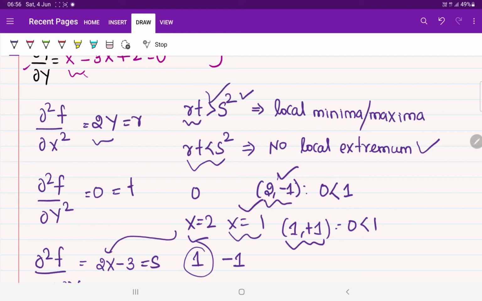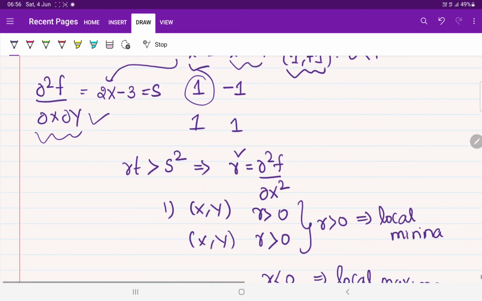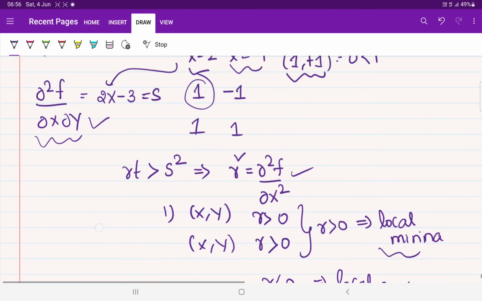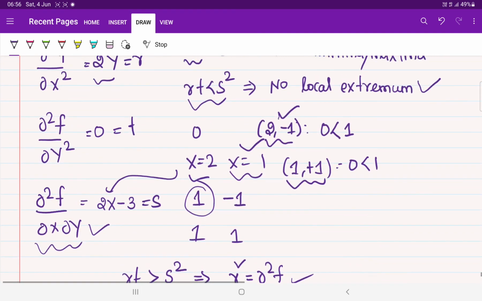Suppose this condition is satisfied, then again take the value of dou square f by dou x square, cross check whether it is greater than 0 or less than 0. If it is greater than 0, then we have a local minima. If it is less than 0, then we have local maxima. So this is the standard and only procedure that we follow in order to check whether a function of two independent variables has local minima or local maxima.